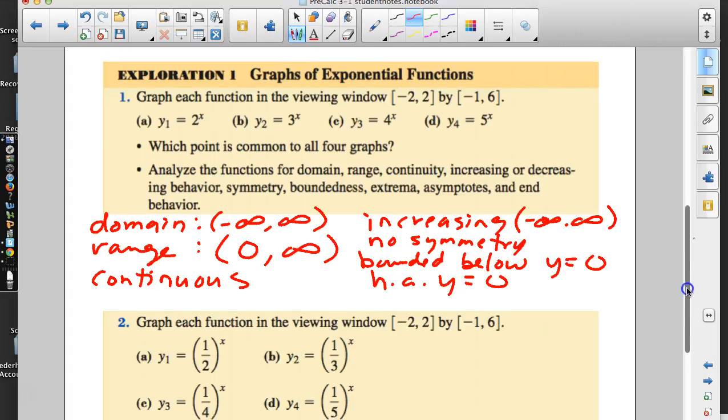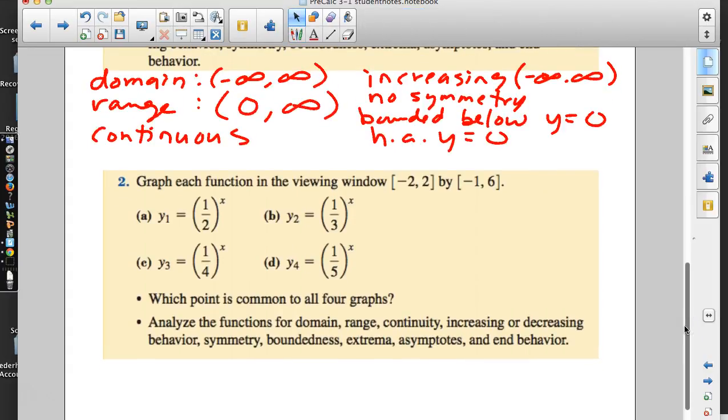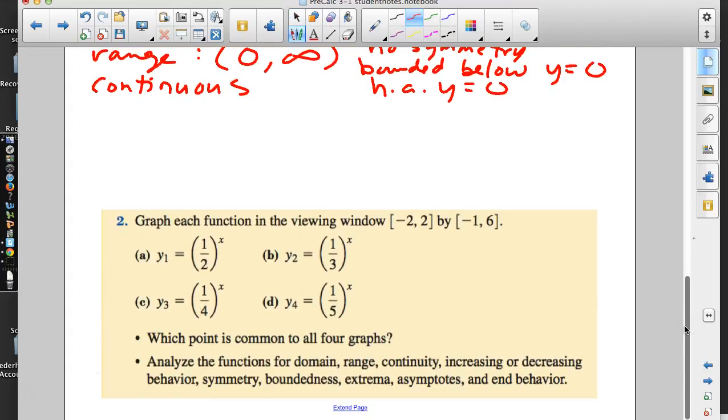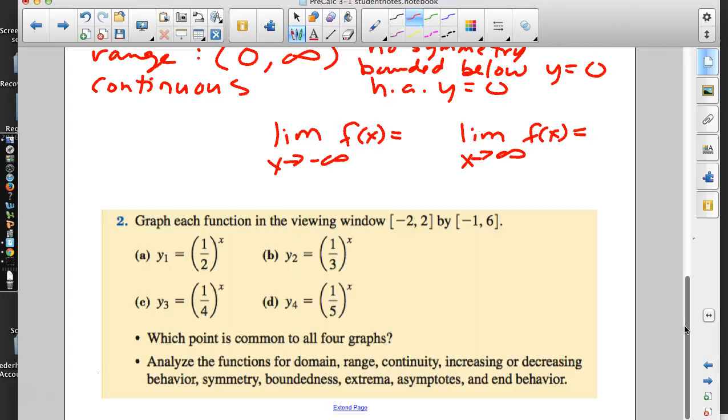I didn't leave my stuff enough room here. Switch that down. Oh, I don't want to scroll up. Was it f of x? So in general, we'll just call it f of x because we want to have a function to talk about.